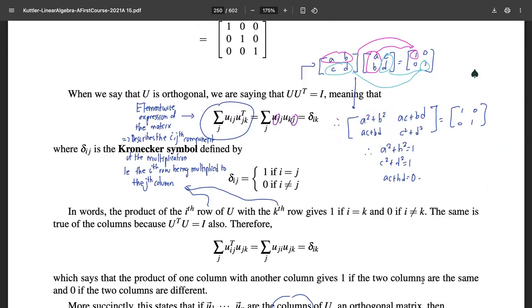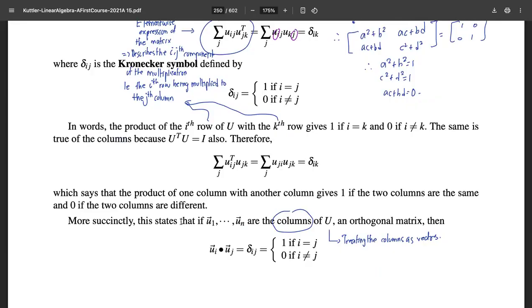And this also holds true for columns, because I can apply the same argument to U transpose U. Not earlier on, we applied it to U transpose. Now I'm applying it to U transpose U. So yeah.